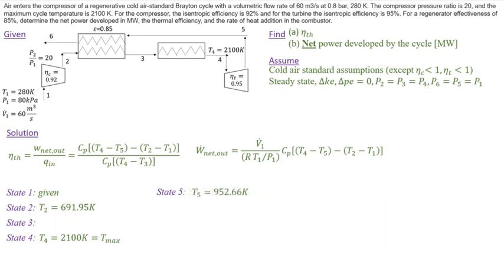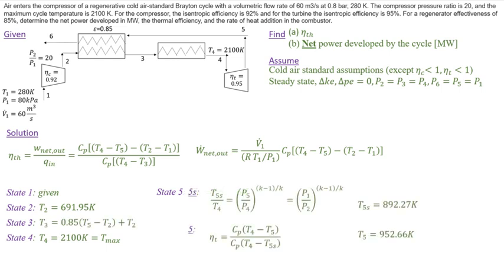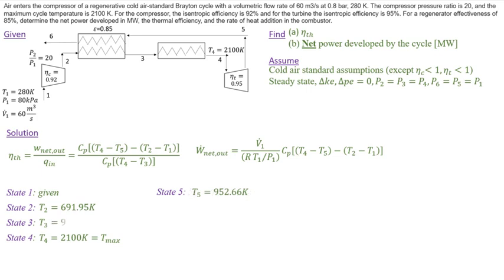All right, let's keep on going. So we've got state 5. We can plug in the numbers at state 3. Now that we have state 5, we can calculate what T3 is, so 913.55 Kelvin. And if we really want to, we can calculate state 6 based off of the regenerator effectiveness. So it's the actual heat transferred over the maximum heat transfer by regeneration.